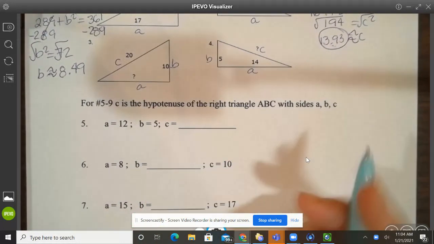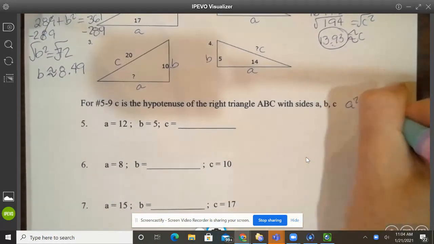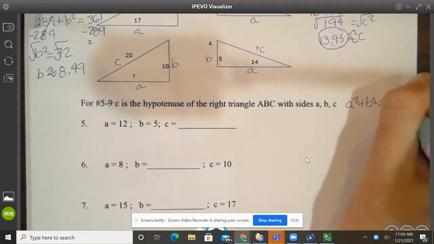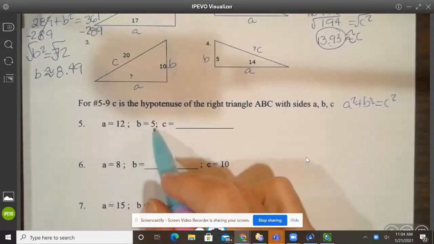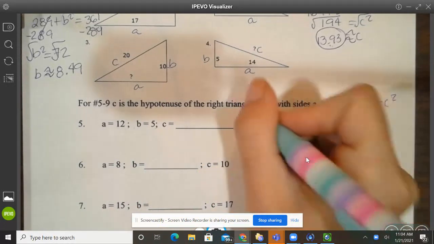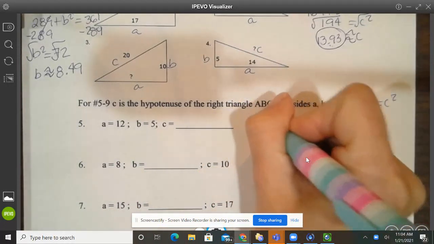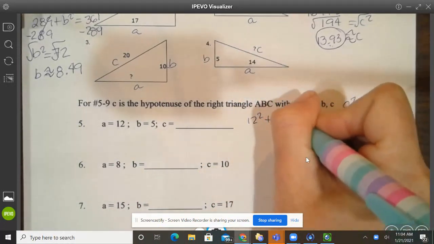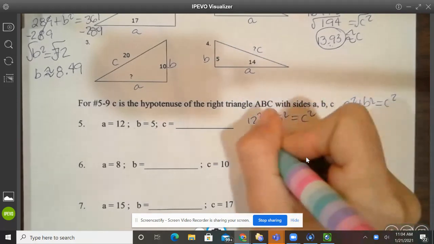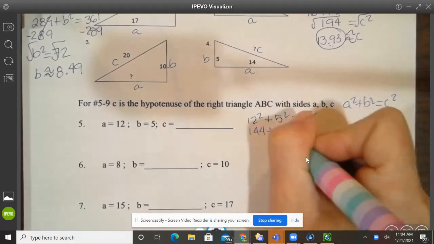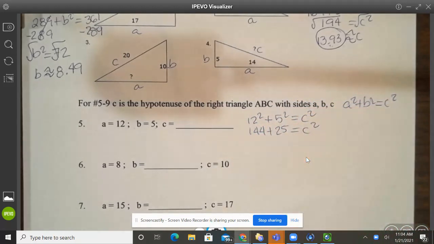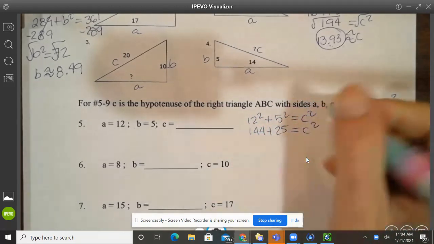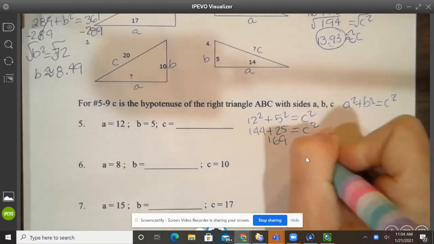All right, so what happens if you have just the values? Well, it's the same thing. You're always going to use a squared plus b squared equals c squared. And then just plug in the values that you have. You have A, you have B, you're looking for C. So that's 12 squared plus 5 squared equals C squared. And then that's 144 plus 25 equals C squared. 144 plus 25 is 169 equals C squared.